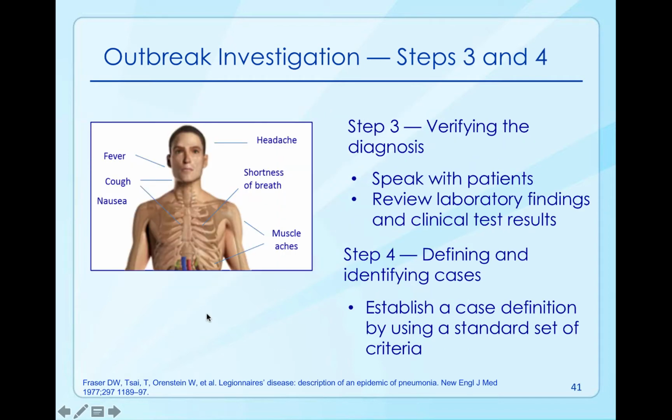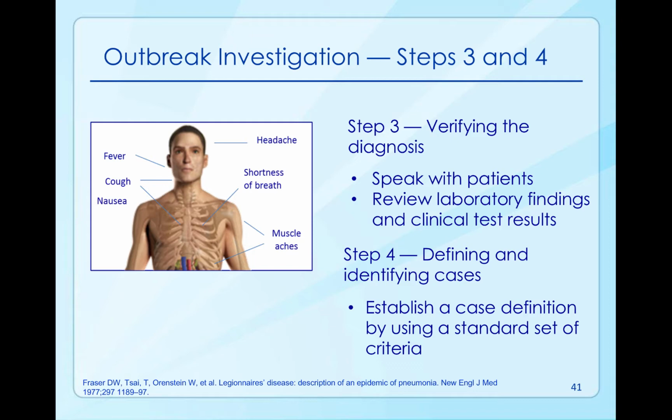During step 3, the epidemiologists ensured that the problem was accurately diagnosed by speaking with patients and reviewing laboratory findings and clinical test results. After the diagnosis was established, a standard set of criteria, also known as the case definition, was established as step 4 to determine whether any individual person would be categorized as having that disease or condition.